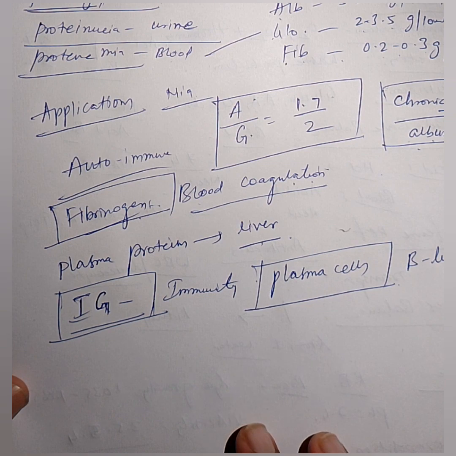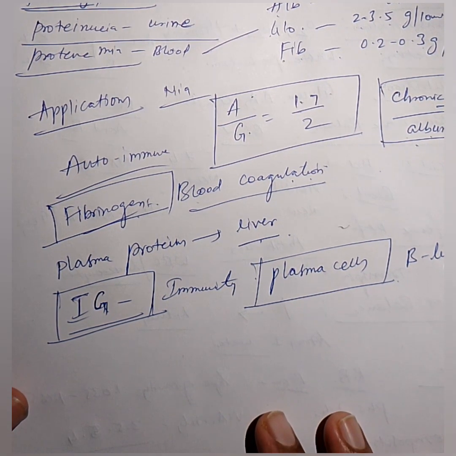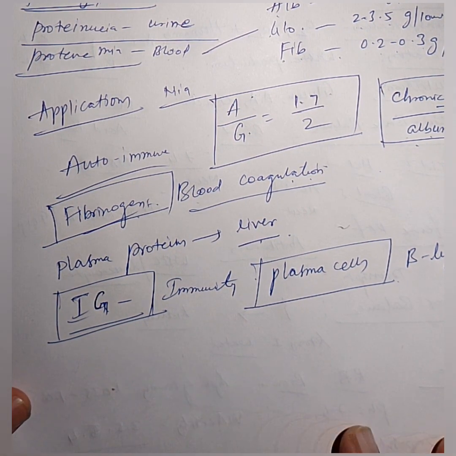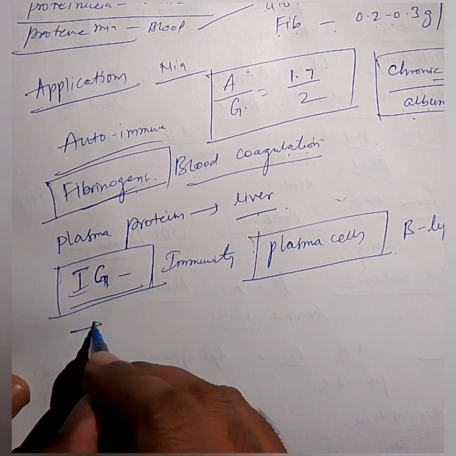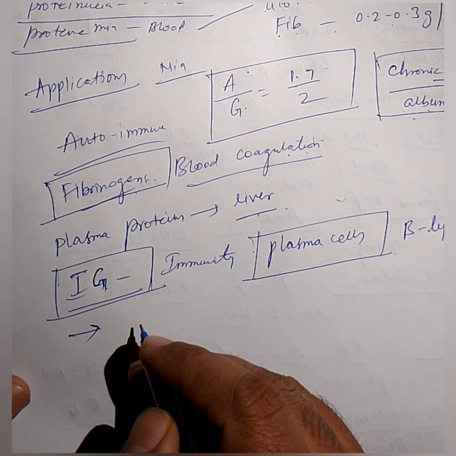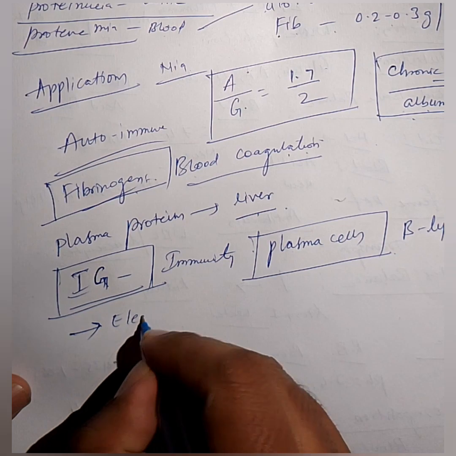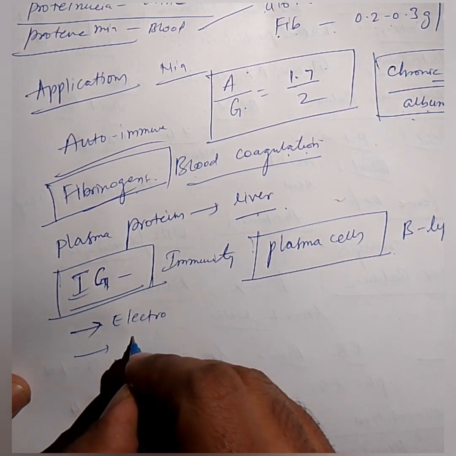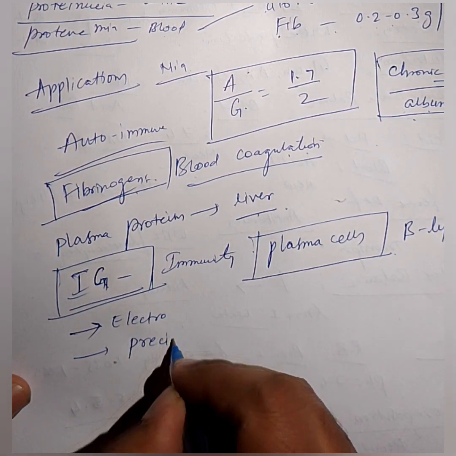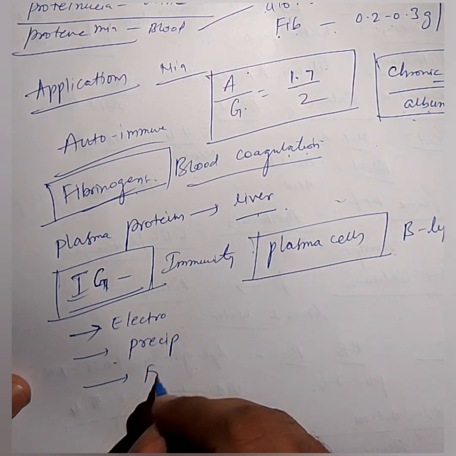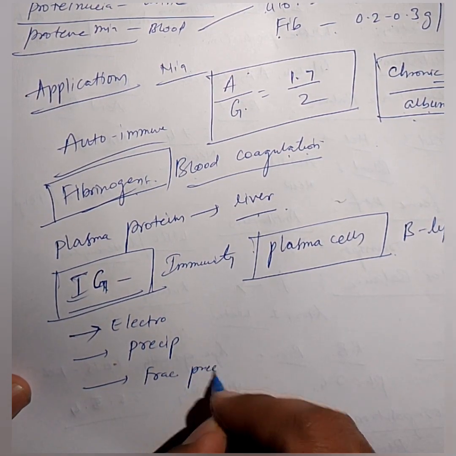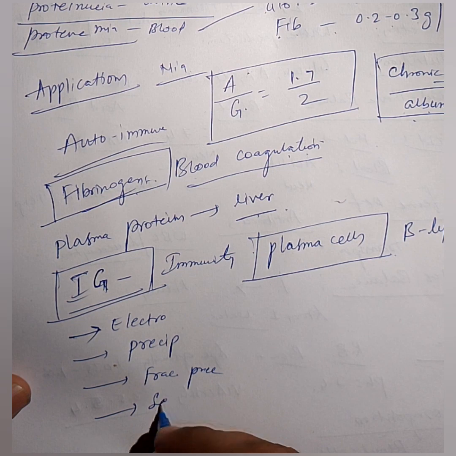You can see plasma proteins can be separated from blood by 4 processes. First is electrophoresis, second is precipitation, third is fractional precipitation, and the fourth one is sedimentation.